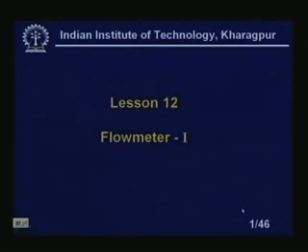Welcome to lesson 12 of industrial instrumentation. In this lesson, we will basically study flow meters. As you know, the 3 basic process parameters are pressure, temperature and flow. However, if you look at the number of sensors available, the varieties for pressure and temperature are much fewer compared to flow.